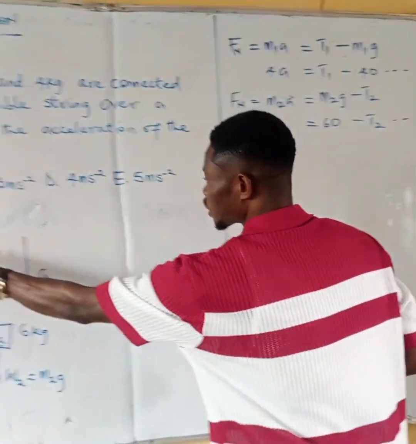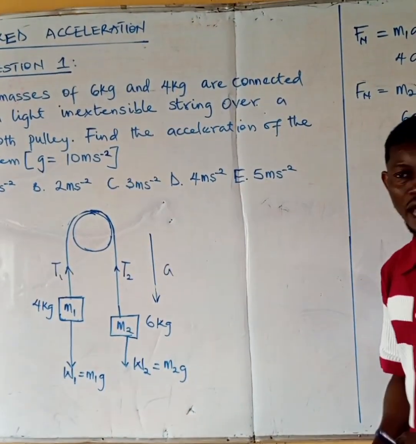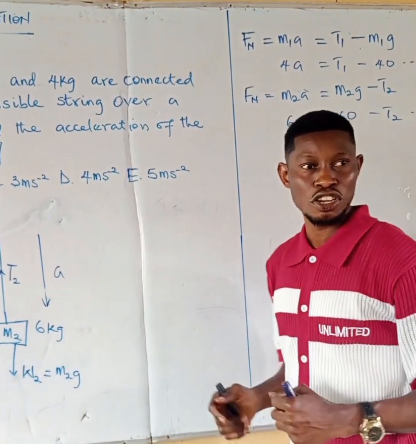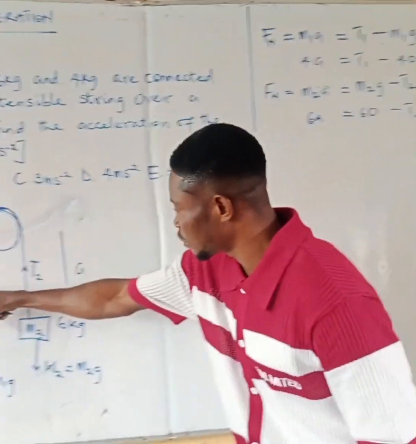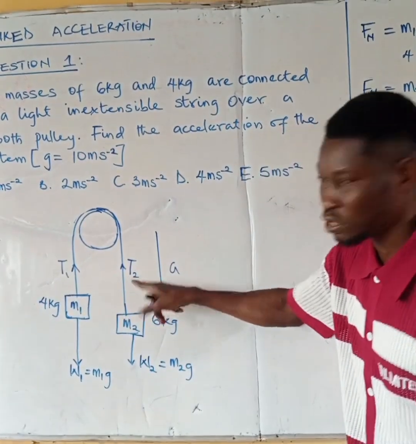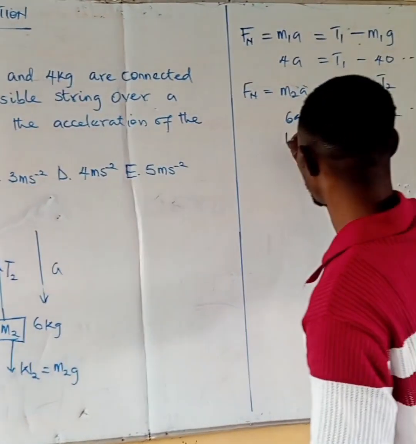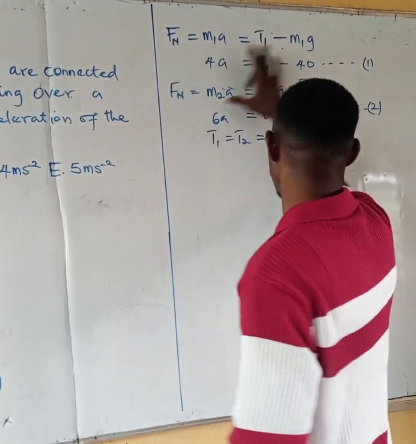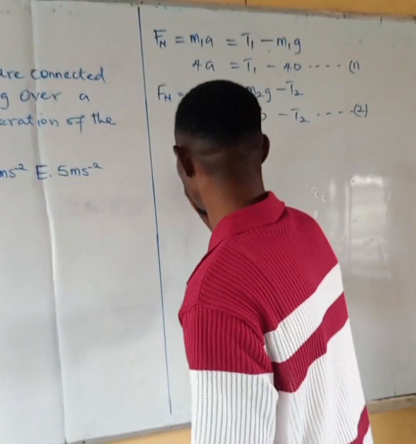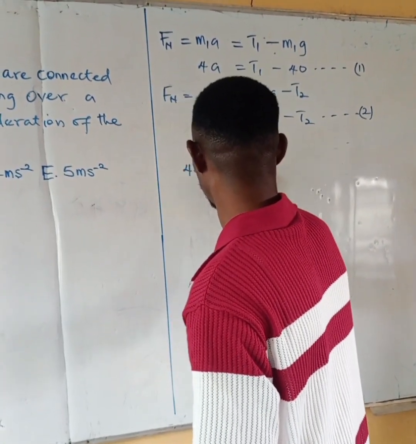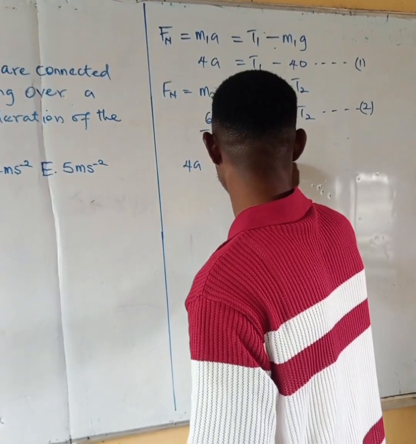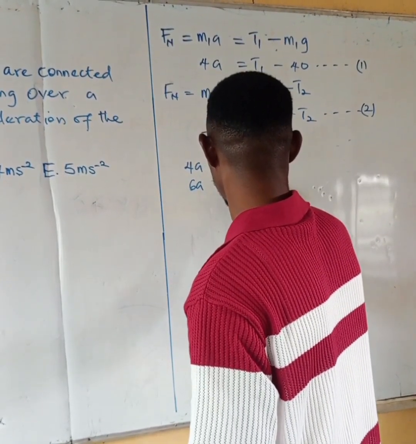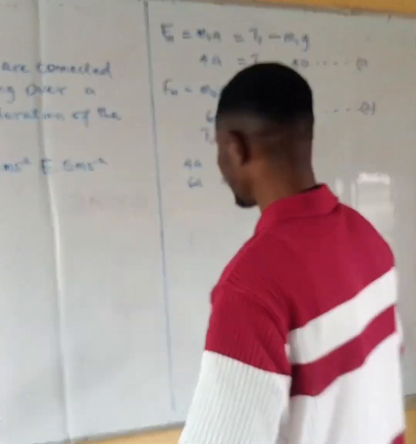And then the string is an inextensible string. When a string is inextensible, it means that the length of the string does not change. That means the tensions T1 and T2 will be equal. So we can write that T1 is equal to T2 equals T. So our equations become 4A is equal to T minus 40, and then 6A is equal to 60 minus T.